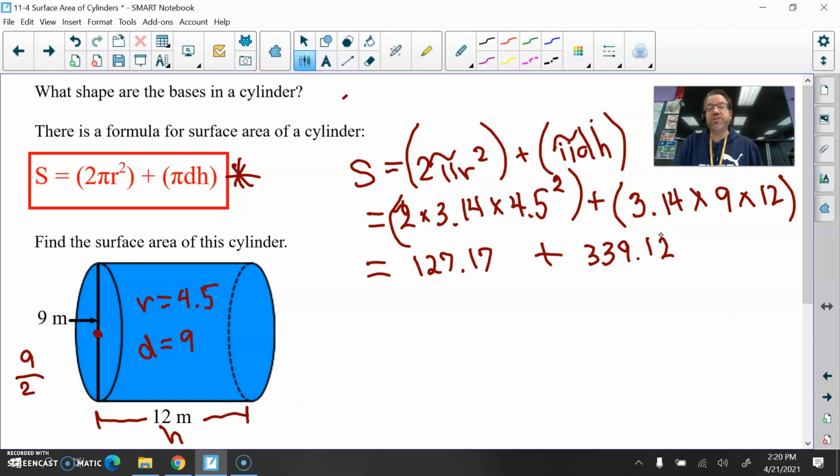All right, so your teacher might require you to show your work, maybe attach it to your assignment when you hand it in through Google. So anyway, let's add these together. 339.12 is still in my calculator, so I'm just going to add 127.17. And it equals 466.29.